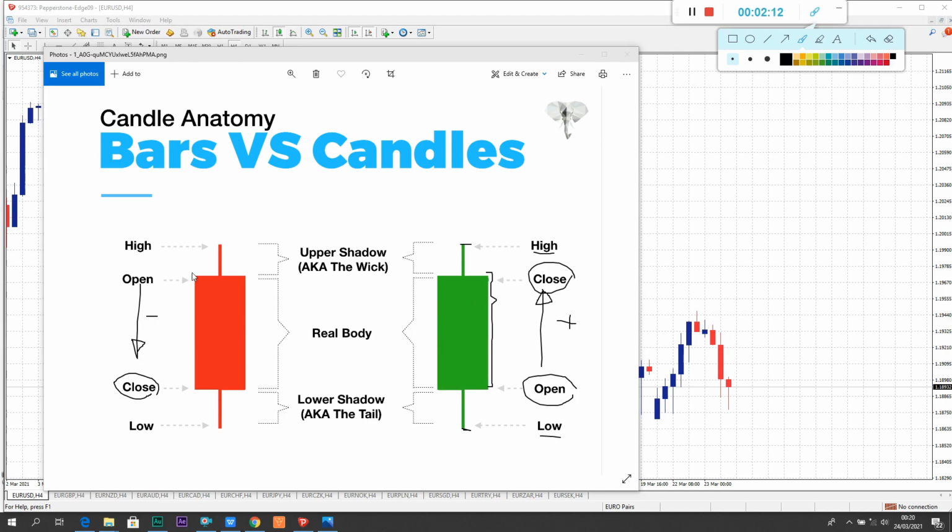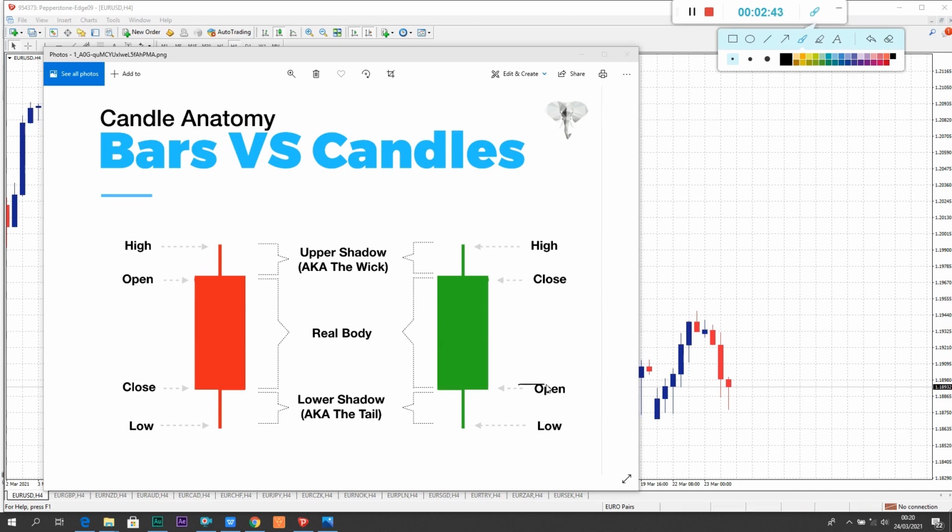So it simply means that when you see a red candle, the price is moving down, and when you see a green or a blue candle, the price is moving up. As simple as that. Hope that is clear. These blue or green candles normally open low and then close higher, so the price is going up. These ones open high and then close low, meaning the price is going down.